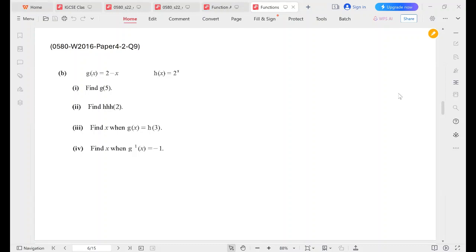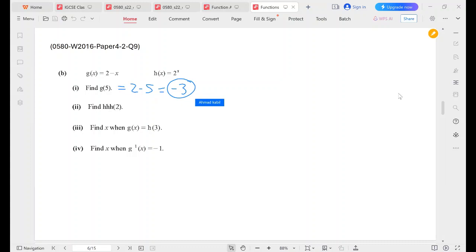In this problem, we are given two functions, g of x and h of x. In I, we are required to find g of 5. So g of 5 equals 2 minus 5, and this is equal to -3.